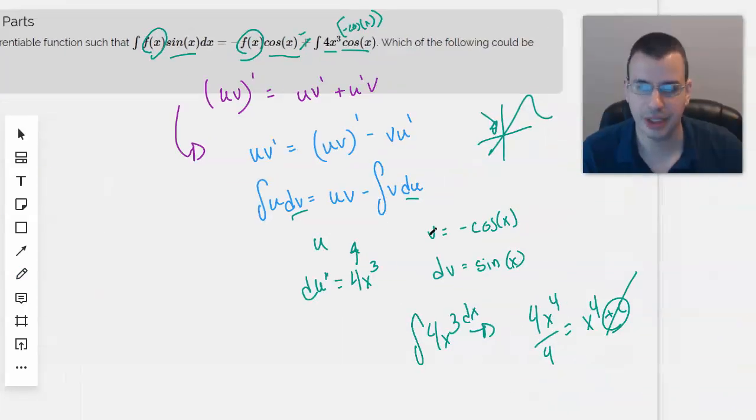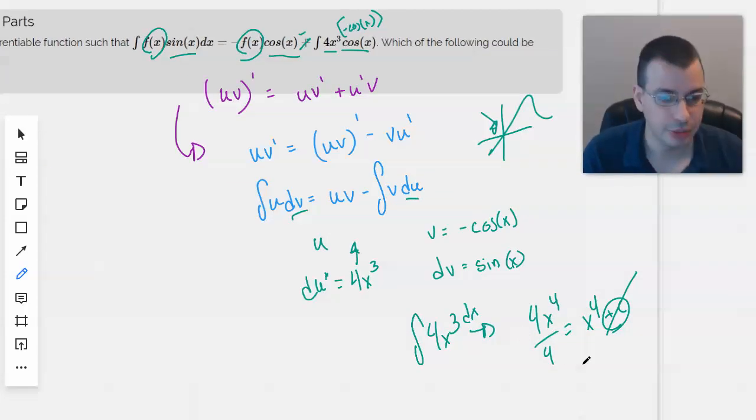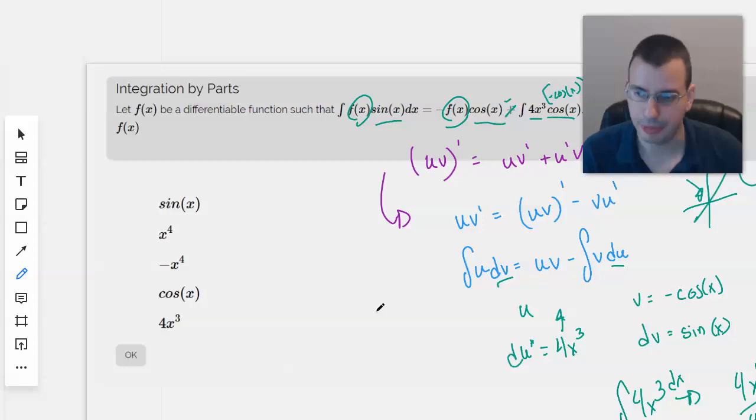Which of the following could be f of x? So we could say, well, c could be 0. So x to the fourth.